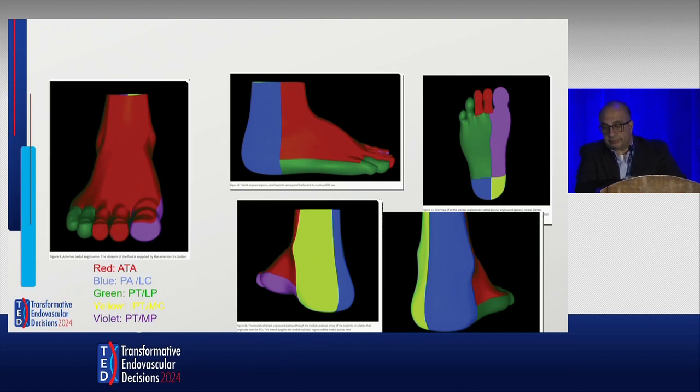Yellow is being fed by the posterior tibial artery and the medial plantar branch, and the violet color is by the posterior tibial artery and the medial plantar branch.